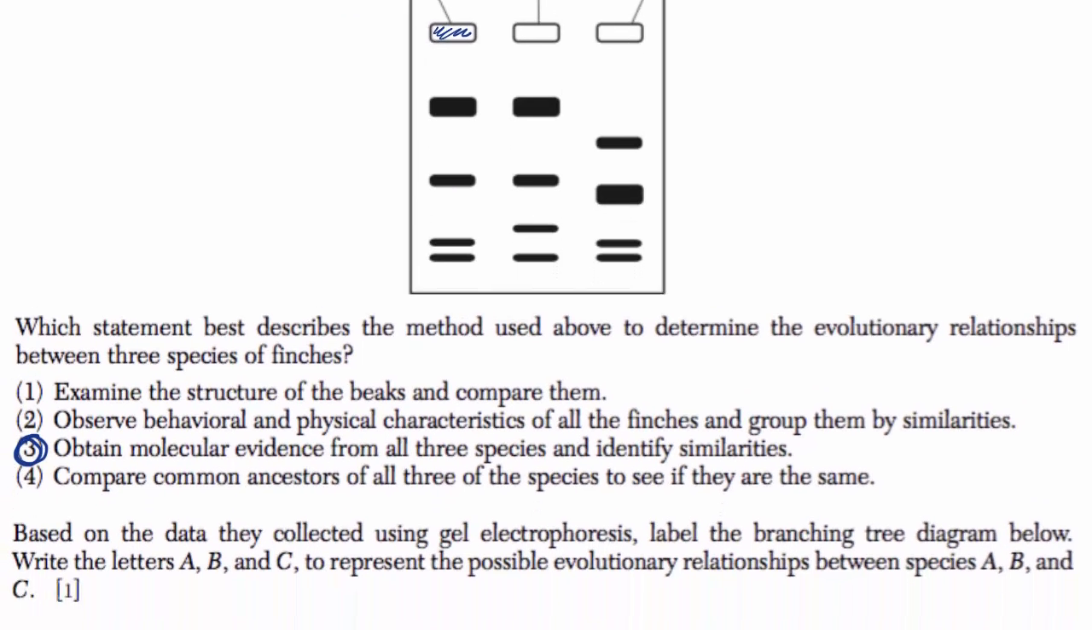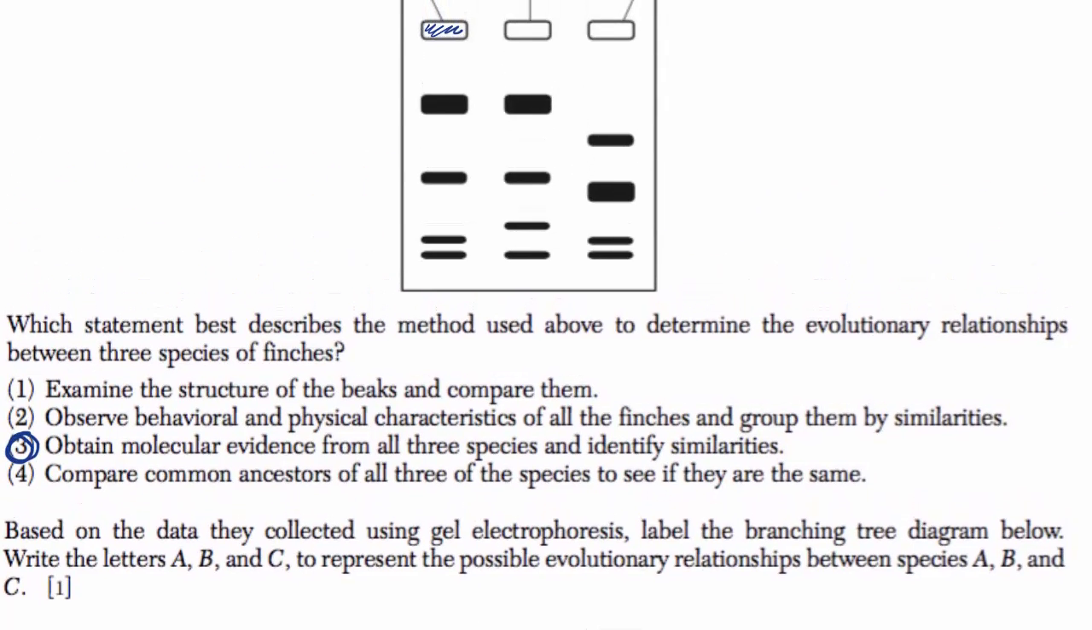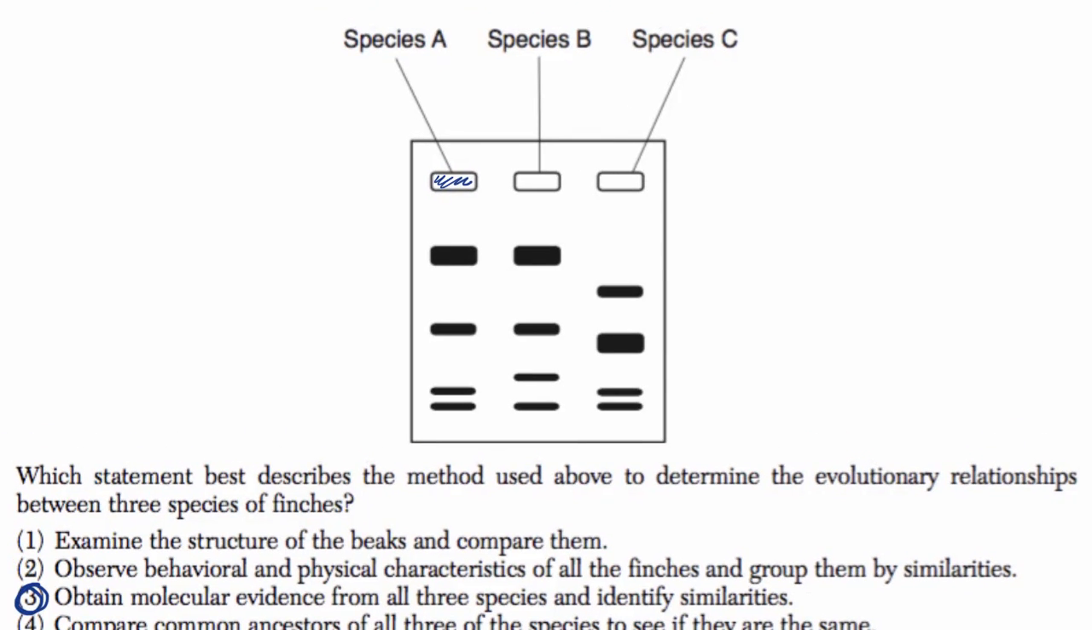So now this next part, it says, based on the data they collected using gel electrophoresis, label the branching tree diagram below, writing the letters A, B, and C to represent the possible evolutionary relationships between species A, B, and C. So pause this video and see if you can figure this out, and I'll show you the banding pattern again.